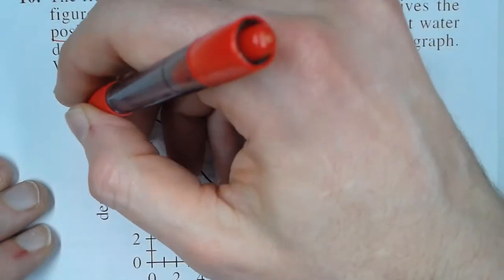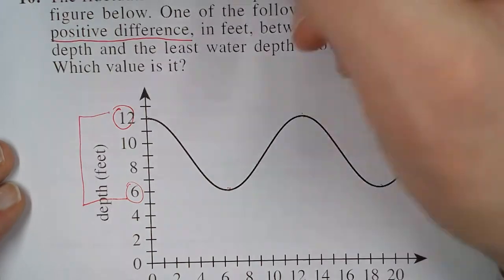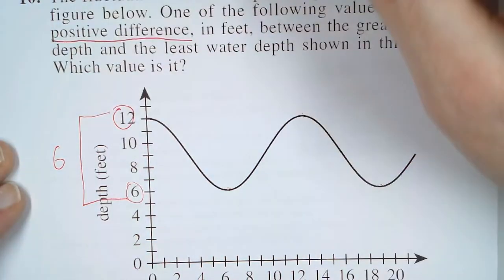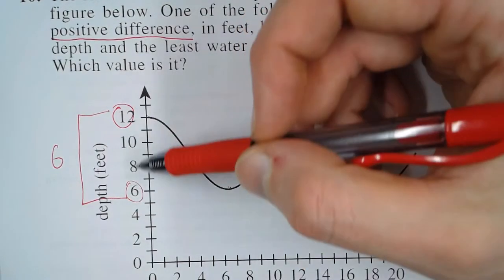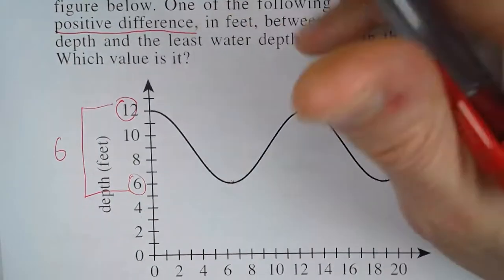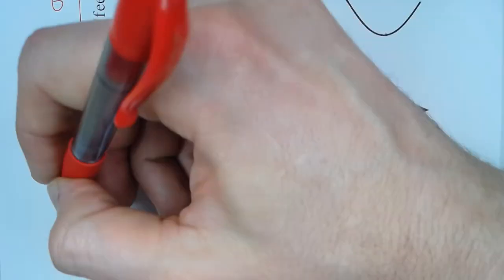What we're asking is how far apart are these two numbers? And so these two numbers are 6 feet apart. That's their distance, or what we call the difference between them. So for number 10, our answer is G.